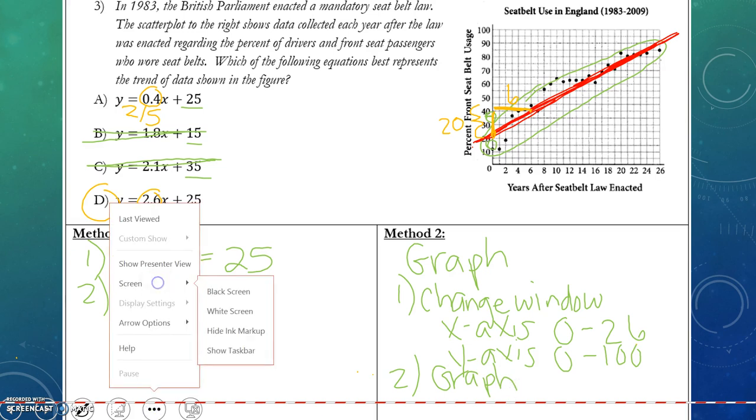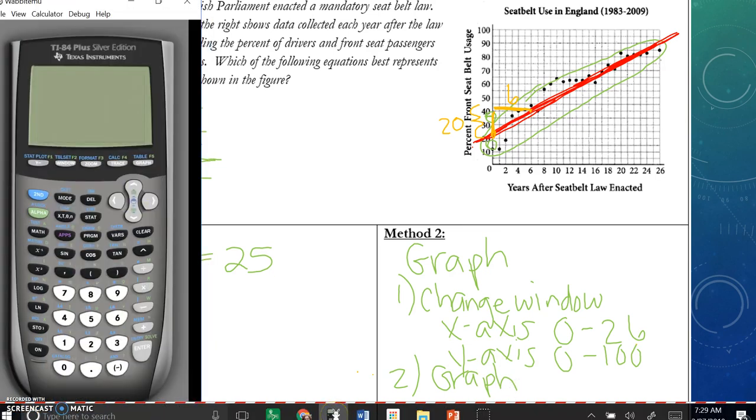So then I grab my calculator. So you hit window. So right now the x minimum is -10 and it's going to 10. So I'm going to change it from 0 to 26, and the scale is 1, so I'm good with that. My y min is going from 0 to 100, and it's skipping by 5s, so I change my scale to 5. So now it's going to have the same window as my graph. So then I go and I graph each of them.